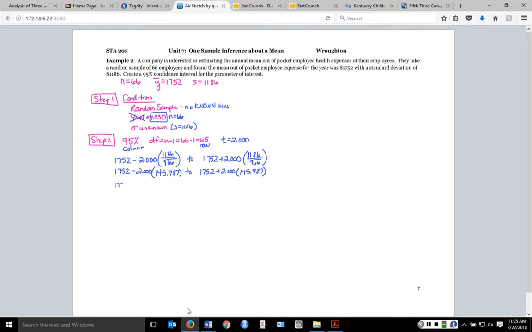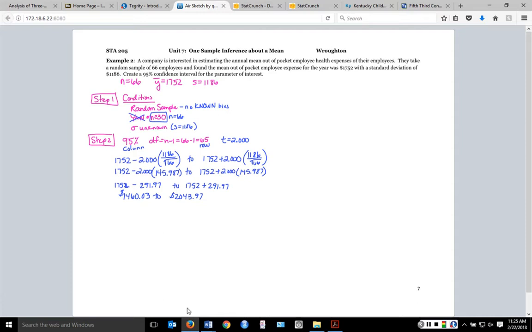Then do my multiplication and divide. So my multiplication here, I get my 291.97. And then finally our subtraction and addition. Here I rounded to 2 decimal places since we're talking dollars. So there would be my calculation done.